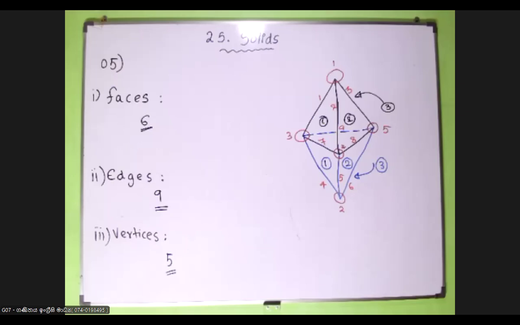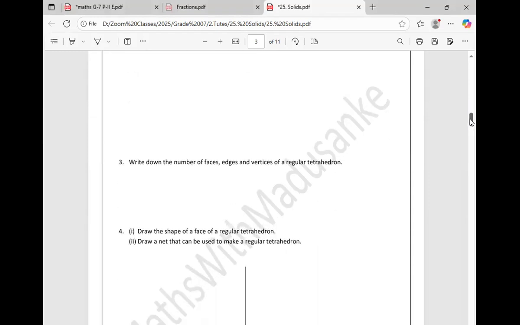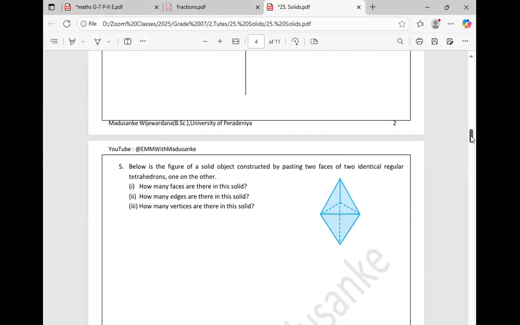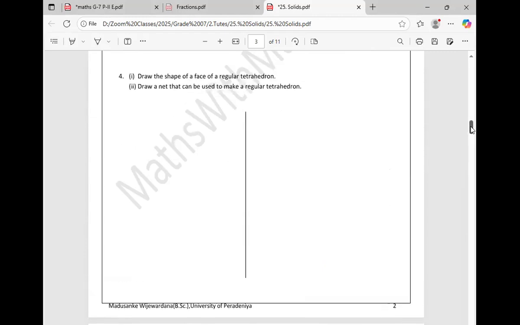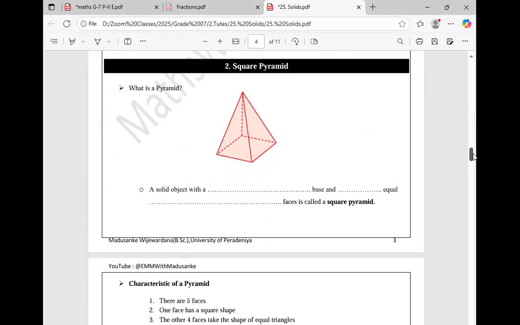Okay, so I am going to share the screen so that I can explain the question. We have done this one. Third question done, fourth question done, fifth question done. Now we are here. So square pyramid.